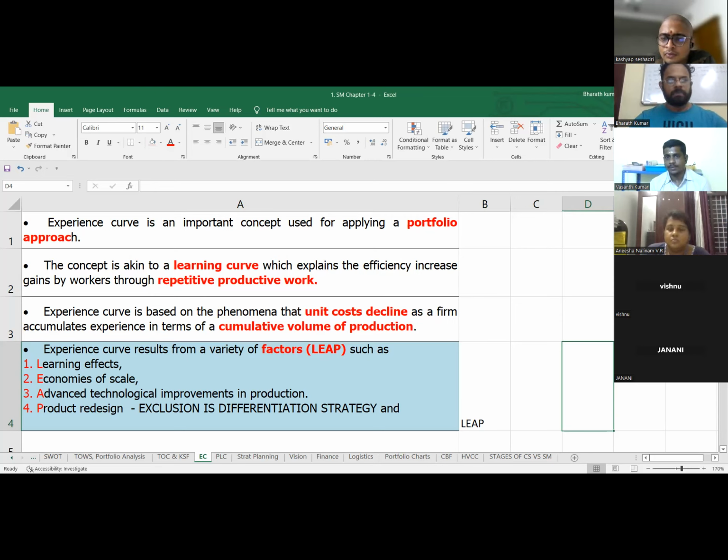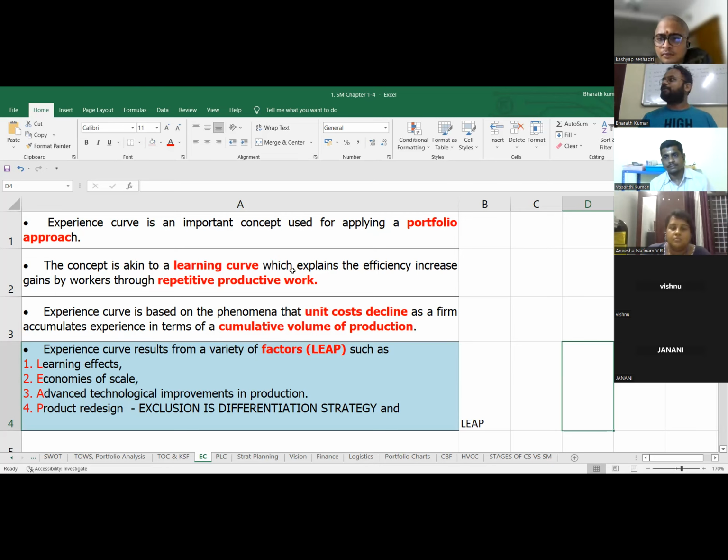What is the next one? The experience curve is based on a phenomenon that unit cost will decline when your production increases. When you do more production, let's take an example. Now we have some 20 people. If we have 100 people, will I automatically reduce the price of ITSM? I might, because that many people can join. My per unit cost will decline. So I will reduce from 7,000 to 4,000 or 5,000. I'm saying it for example. If my demand is good, I will keep it at 7,000 itself.